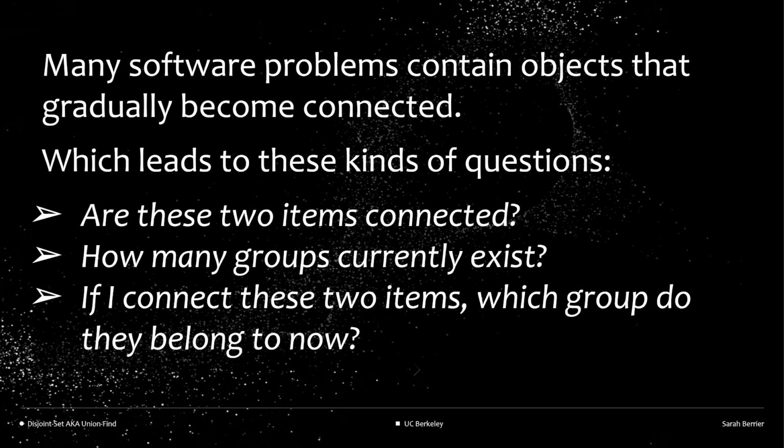So the motivation. Many software problems contain objects that over time become more and more connected, and it leads to certain questions. Are these two items connected, which can show a cycle? How many groups currently exist? If I connect these two items, which group do they belong to now?